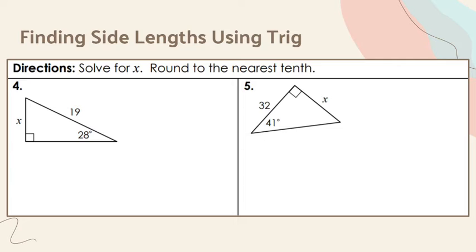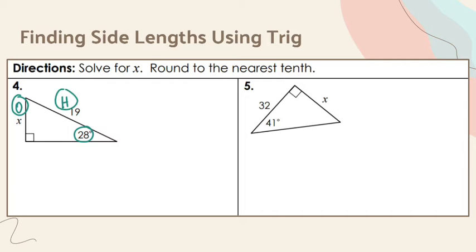Let's take a look at numbers 4 and 5. On these, instead of finding what sine and cosine and tangent are, we're going to use those things to find the length of a missing side. So if we look at number 4, we know angle 28. So we're going to label the sides with respect to that angle. We know that 19 is going to be the hypotenuse because it's across from the right angle, and it's obviously the longest side in this triangle. X is going to be the opposite side because it is opposite of 28 degrees.